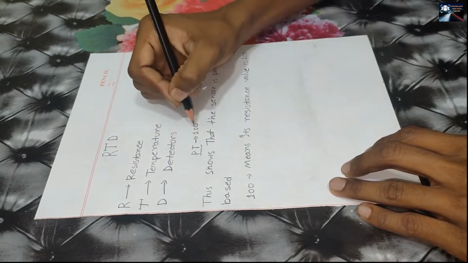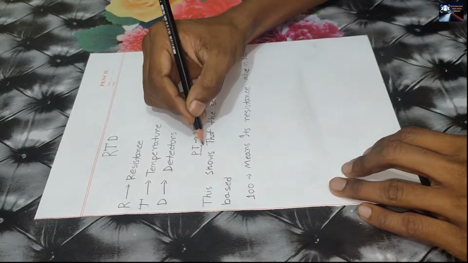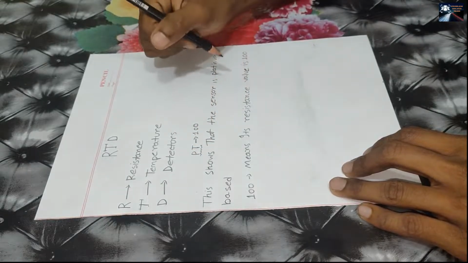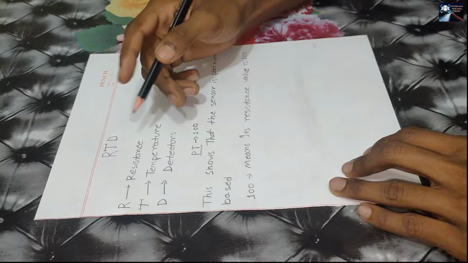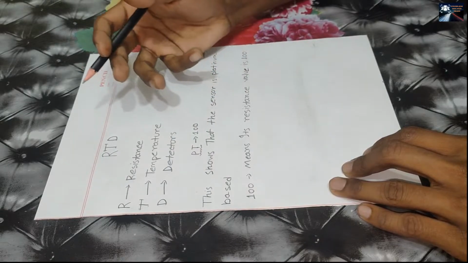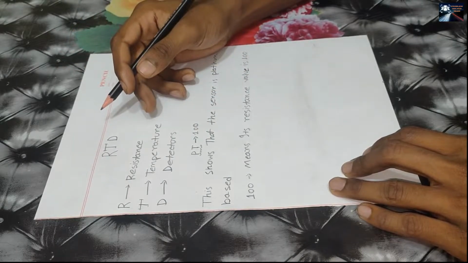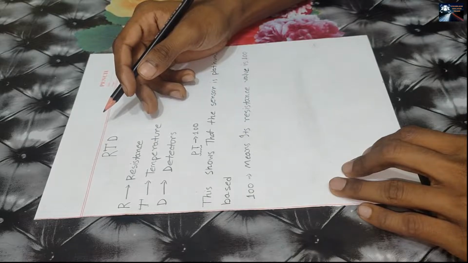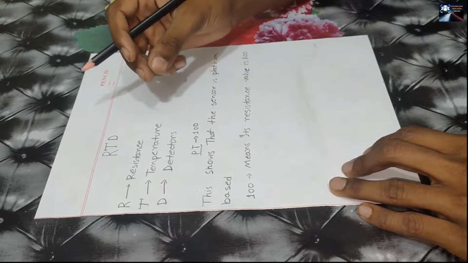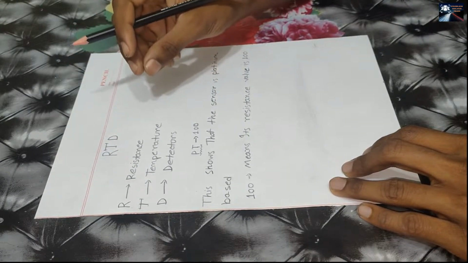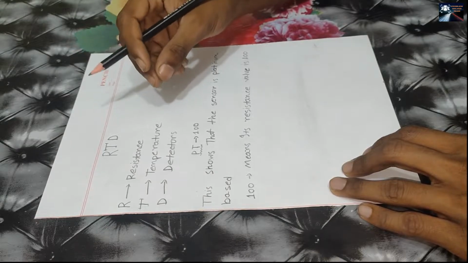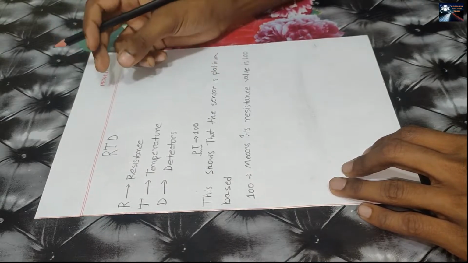Its name is Pt100. The Pt shows that the sensor is platinum based, and the 100 means its resistance value is 100 ohms. Pt100 sensors are of different types: 2-wire Pt100 temperature sensor, 3-wire Pt100 temperature sensor and 4-wire Pt100 temperature sensor.